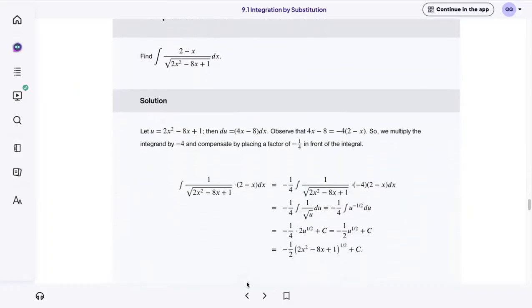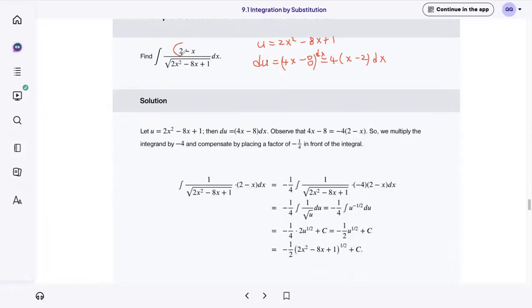Let's see this one. We see the denominator, square root of 2x squared minus 8x plus 1. So we want u to represent that, 2x squared minus 8x plus 1. Then we take du. So du equals 4x minus 8. Those two have a common factor of 4, so factor out as 4 times x minus 2 dx.